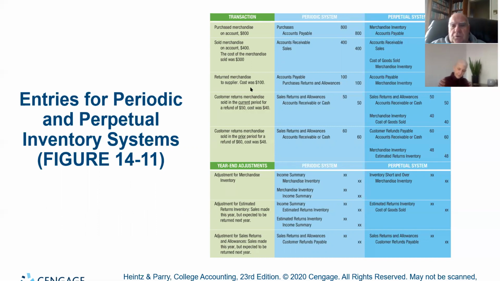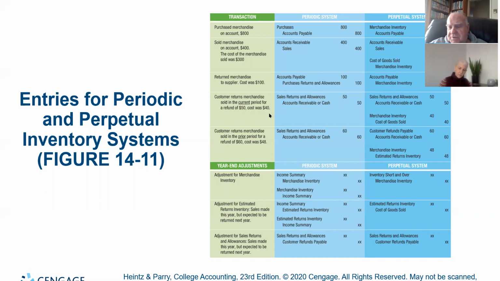Let's take a look at a return to a supplier. Under the periodic system, we debit payables and we credit purchase returns and allowances. You notice we don't have a purchase returns and allowance account under the perpetual system. We will debit accounts payable for $100 and we will credit merchandise inventory because every transaction that affects inventory is recorded immediately.